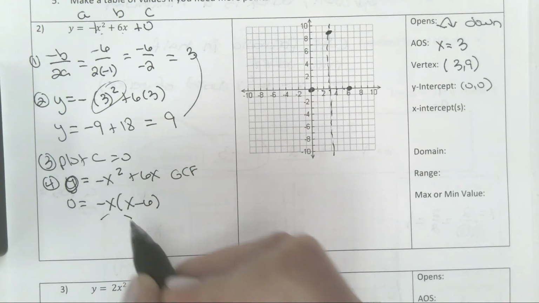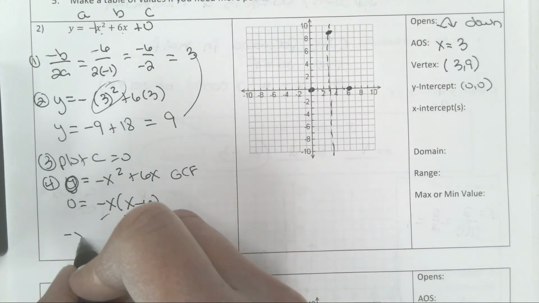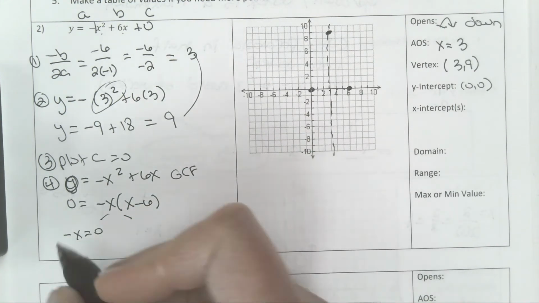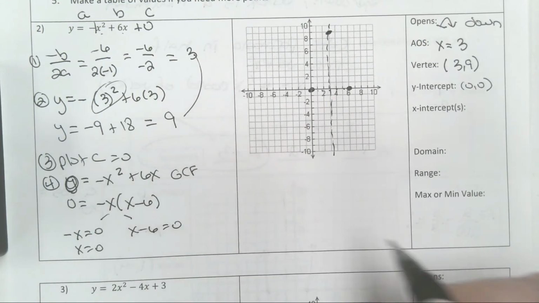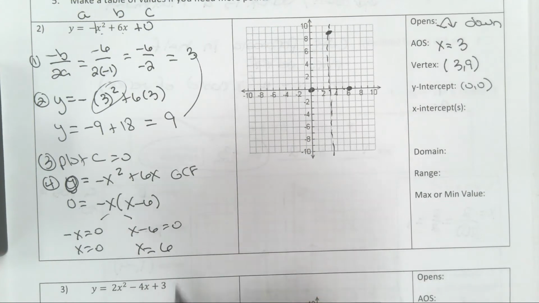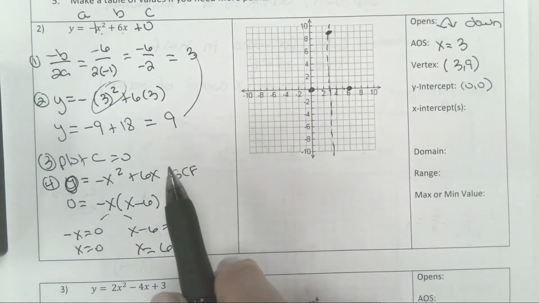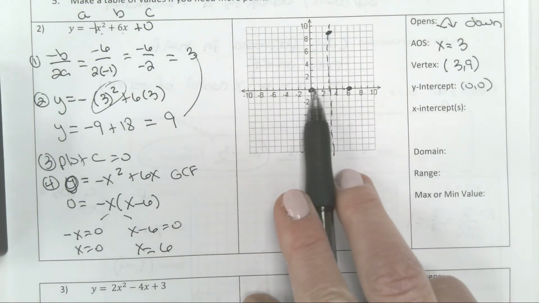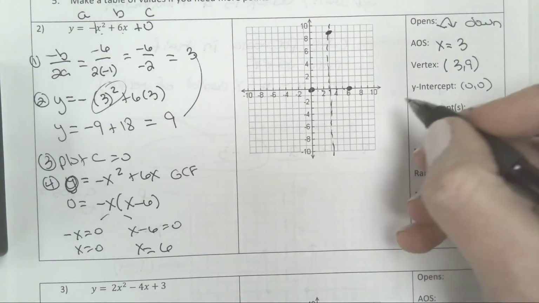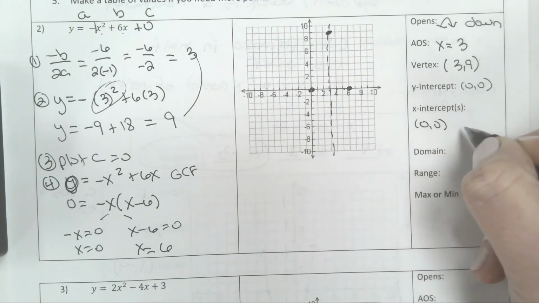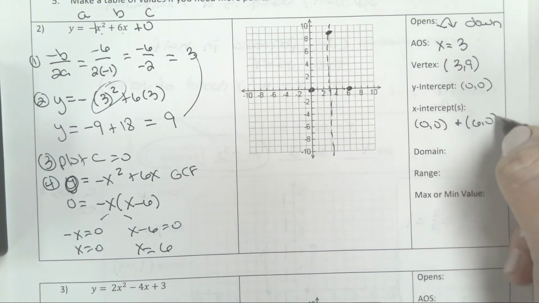So then you write your two equations. -x equals 0, so that's just x equals 0. And then x minus 6 equals 0, and x equals 6, which I actually knew from that prior step. So I have x-intercepts at 0, 0 and 6, 0.